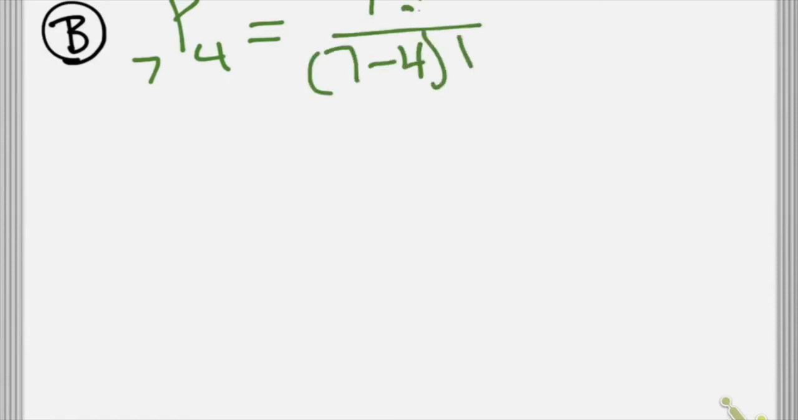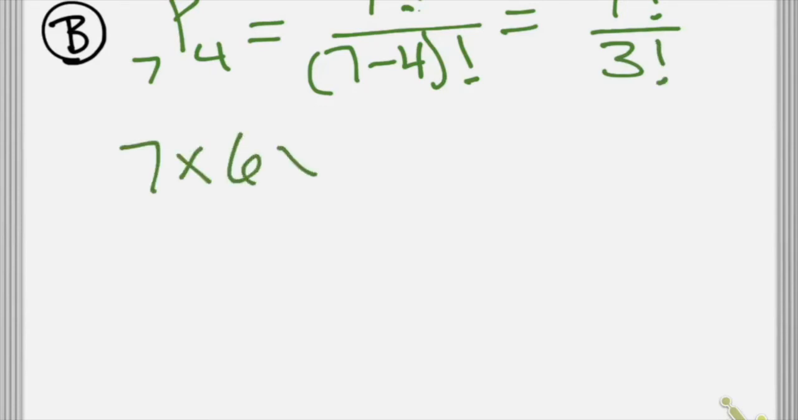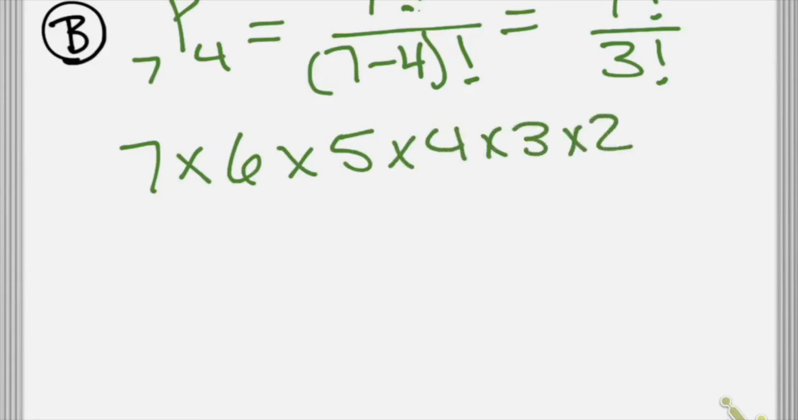So maybe I say, okay, there's 7 objects and we want to select 4. So again, n factorial is our 7, and then n minus r factorial. So we end up with 7 factorial divided by 7 minus 4 is 3, so 3 factorial. So 7 times 6 times 5 times 4 times 3 times 2 times 1.